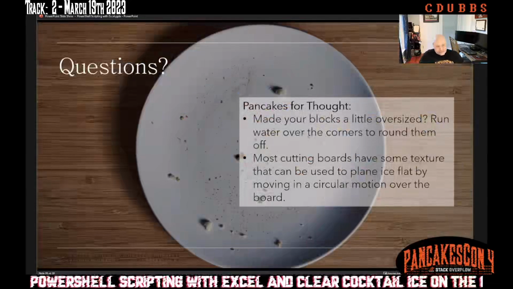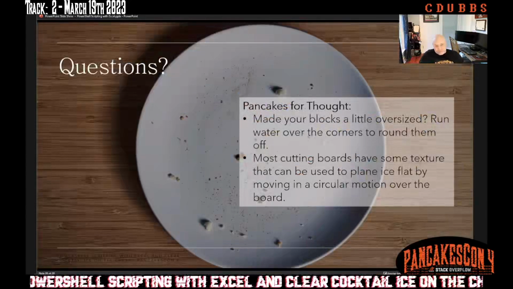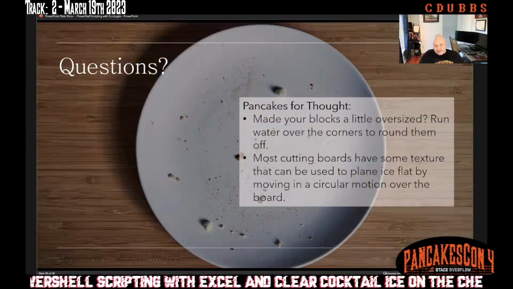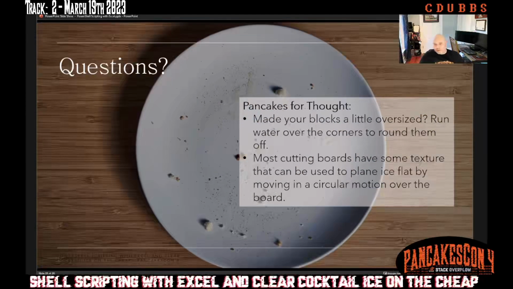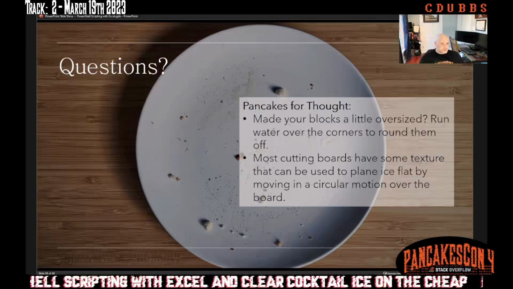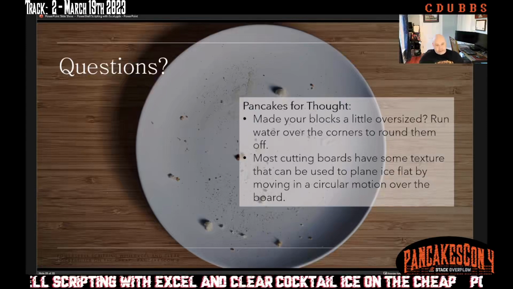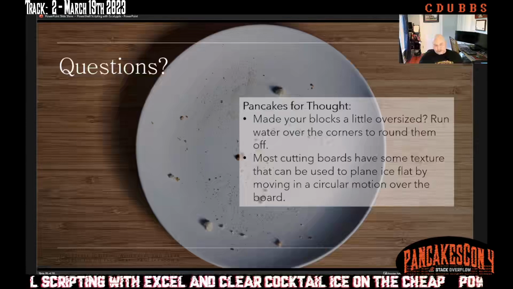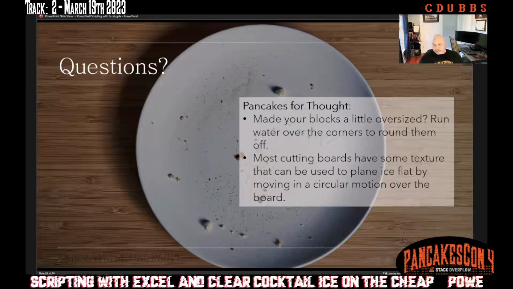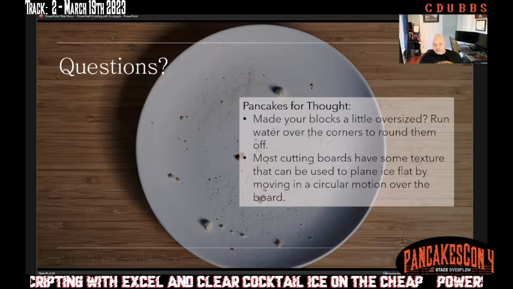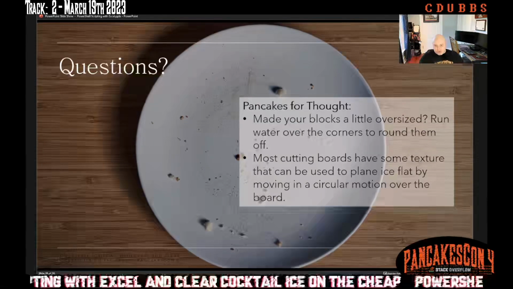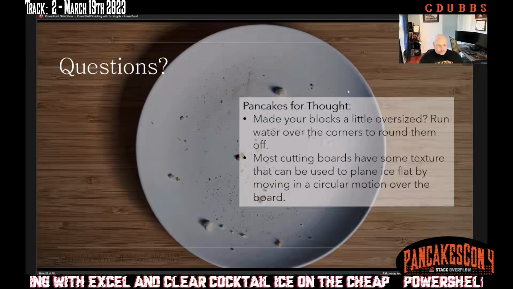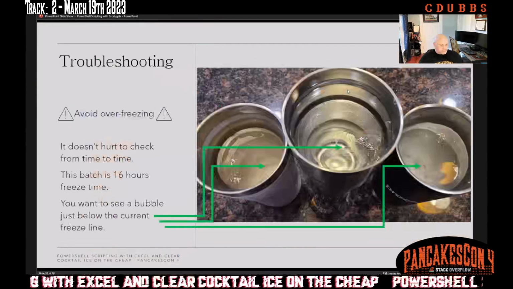So some things to think about. If you made your blocks a little oversized and they don't fit in the glass, you can run water slowly over the corners to sort of shave them down effectively. And then again, you can use cutting boards for planing the ice. They usually have a little bit of texture to them, so they work pretty good for that. So I ran through that super quick, anticipating questions about the code stuff.